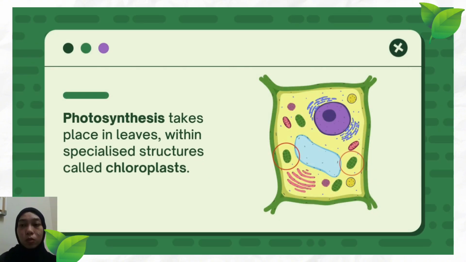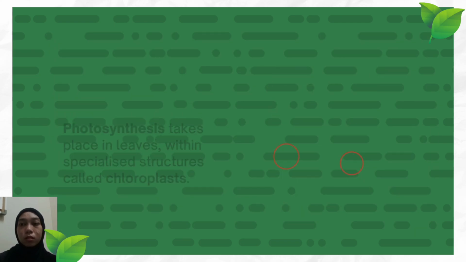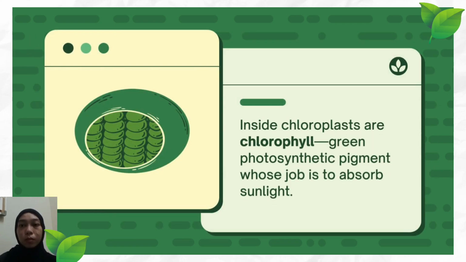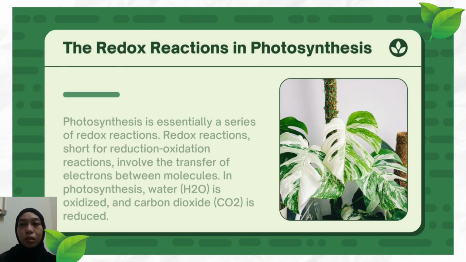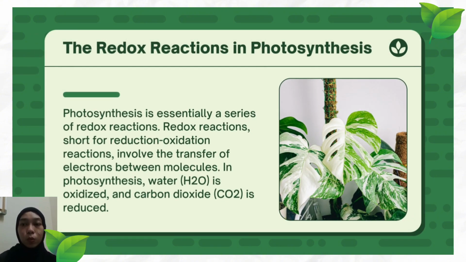Photosynthesis takes place in leaves within specialized structures called chloroplasts. Inside chloroplasts is chlorophyll, a green photosynthetic pigment whose job is to absorb sunlight. The redox reactions in photosynthesis. Photosynthesis is essentially a series of redox reactions. Redox reactions, short for reduction-oxidation reactions, involve the transfer of electrons between molecules.